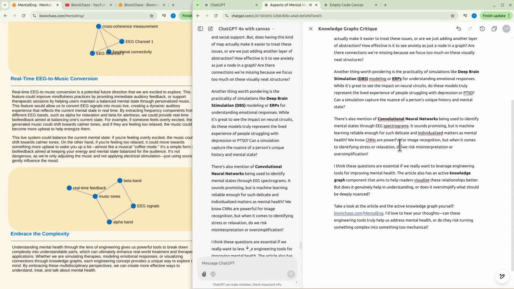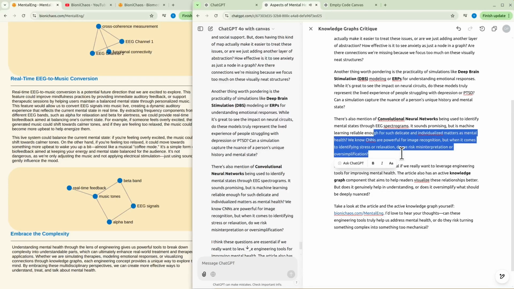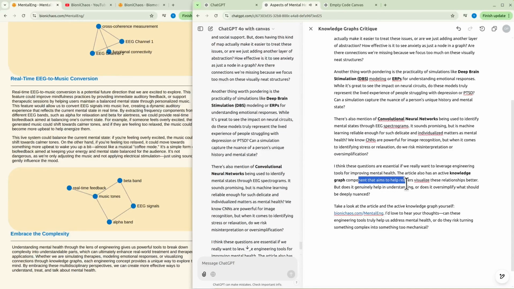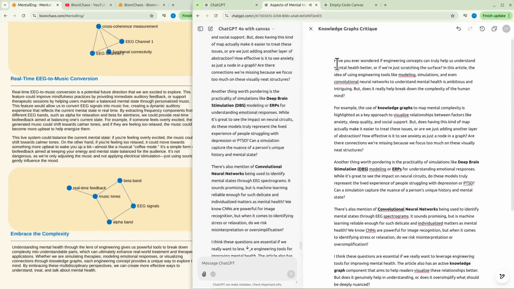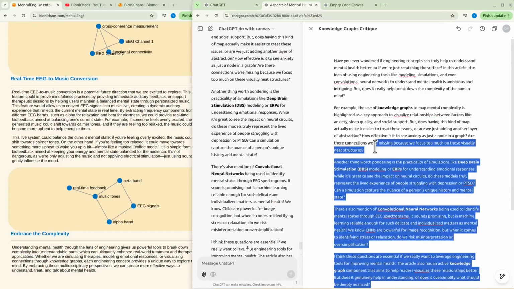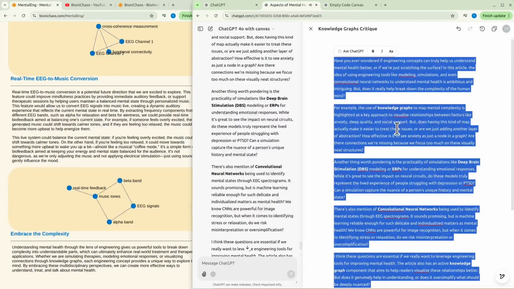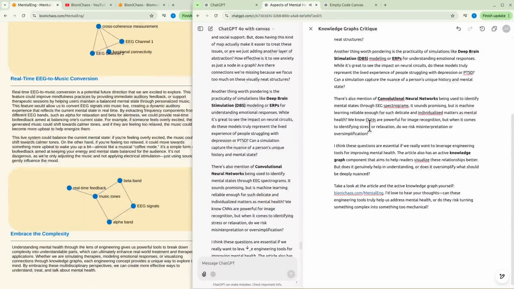The article also has an active knowledge graph component that aims to help readers visualize these relationships better. But does it genuinely help in understanding, or does it oversimplify what should be deeply nuanced? Take a look at the article and the active knowledge graph yourself. bionichaus.com/mentaleng. I'd love to hear your thoughts. Can these engineering tools truly help us address mental health, or do they risk turning something complex into something too mechanical?